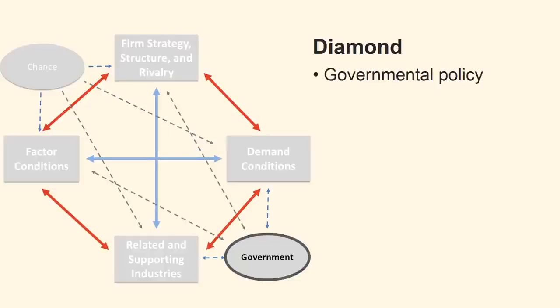We shall now review governmental policy. It influences all four of the determinants through various regulatory and deregulatory measures. Policies implemented without consideration of how they influence the entire system of determinants are as likely to undermine national advantage as enhance them.